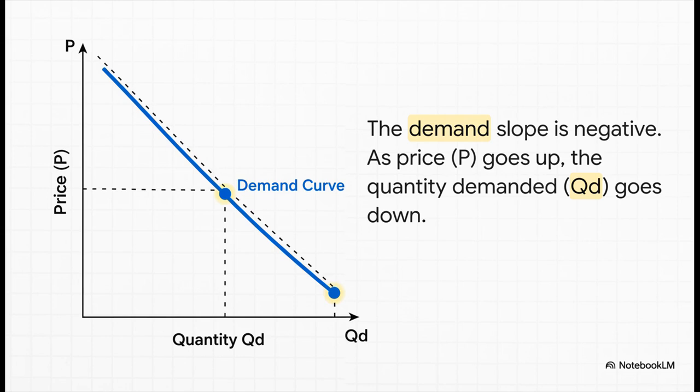This one is super intuitive, right? It's just the law of demand. When the price of something goes up, we, as a group, tend to buy less of it. Simple as that. In our equation, that relationship is captured perfectly by that negative slope, our friend negative b.